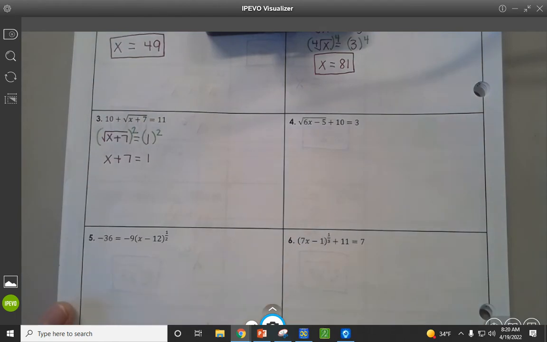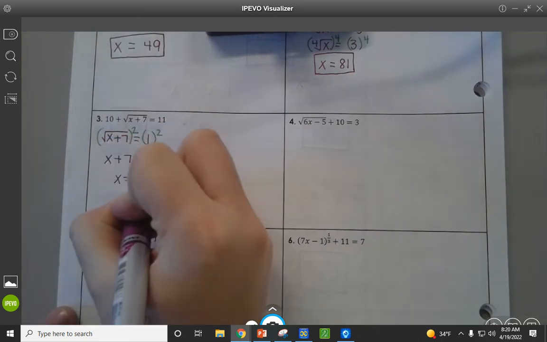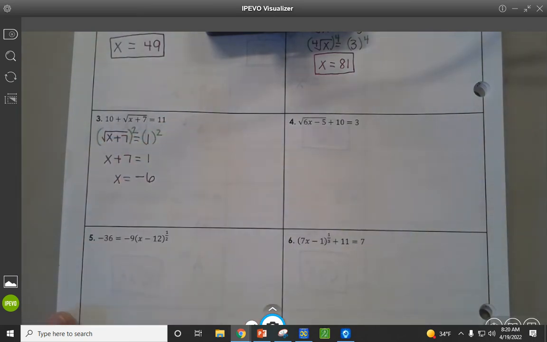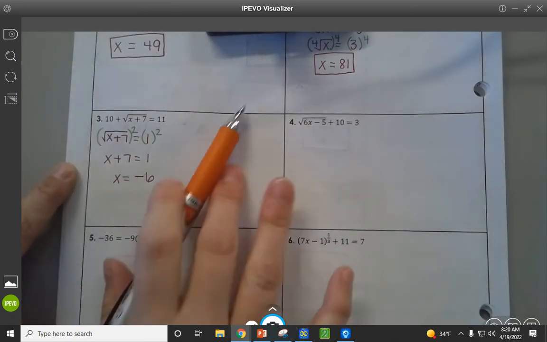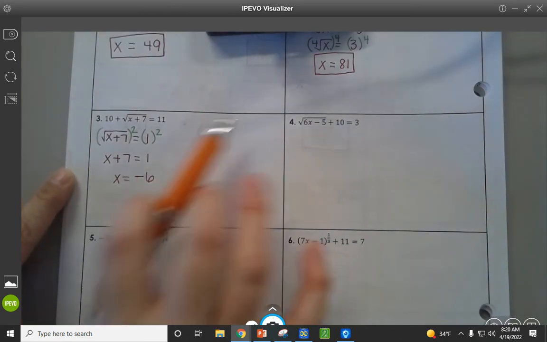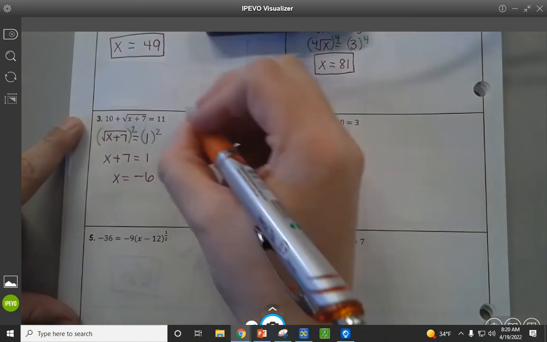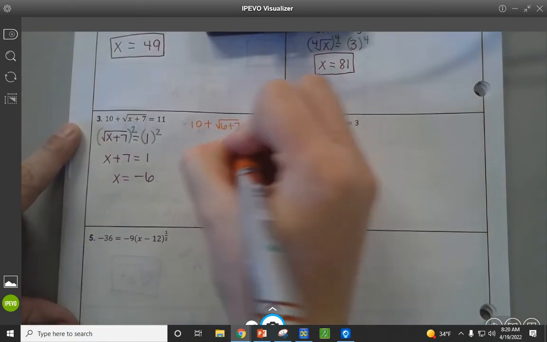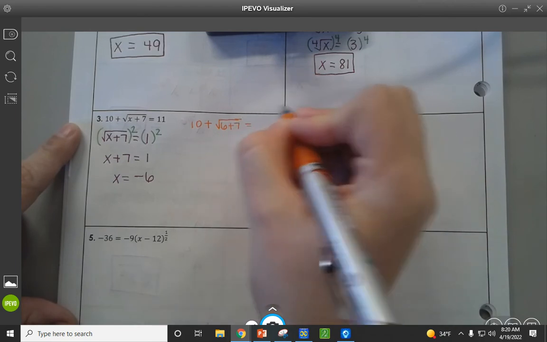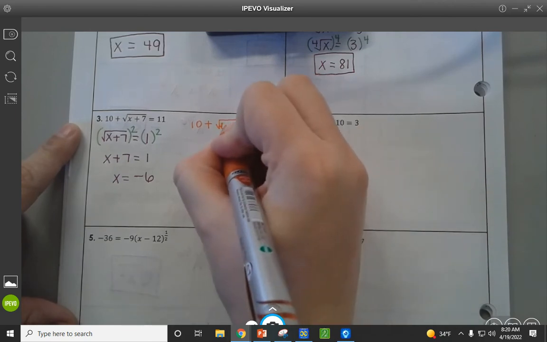And then over here, check. And I do want you on these problems showing that you checked it. So write out this part. -6. So 10 plus the square root of -6 plus 7. And when I type that in, I do get 11, which is what I was supposed to get according to my problem.